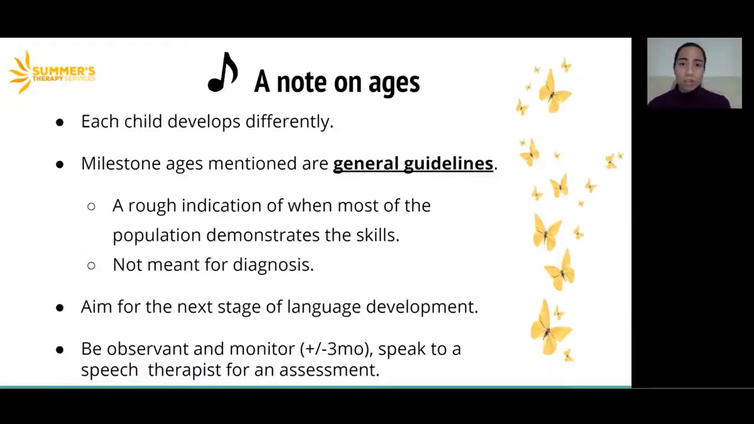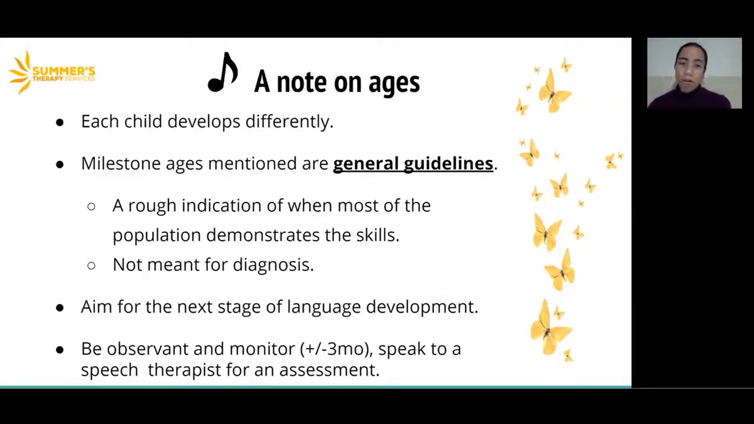The milestone ages that we mentioned are a general guideline. It is a rough indication of when most of the population demonstrates this skill. I emphasize most of the population. Not everyone in the population will demonstrate it at this age. It is a rough guideline. It is not meant for diagnosis, so don't say, oh, my child definitely has a language delay because they are not meeting these milestones here. There is so much more that is required before we can make a diagnosis. So it's definitely not meant for a diagnosis.